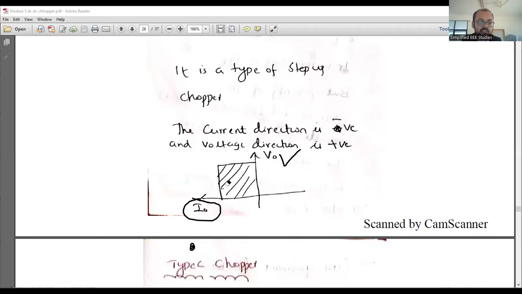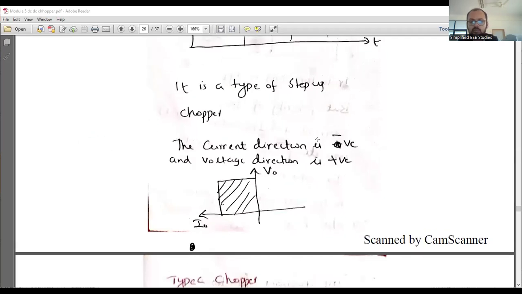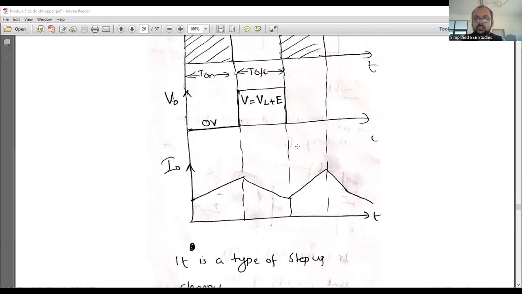I think the concept is clear to everybody. Yeah. So in the coming session, I'm going to talk about the class C chopper, which is the combination of class A and class B. So some people will call them type A and type B. That's also correct. Let me know if you have any queries.